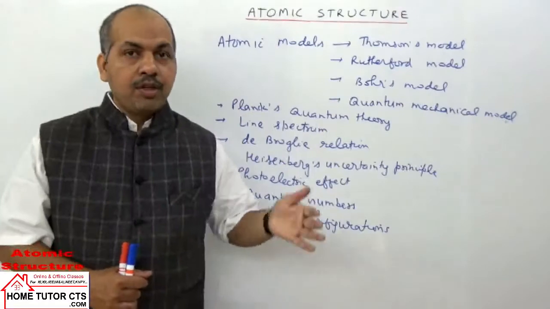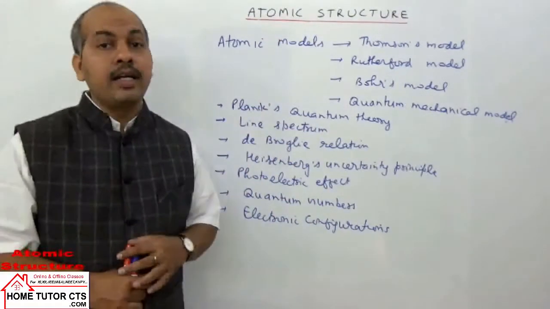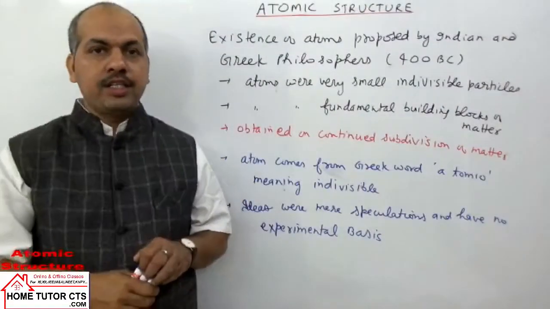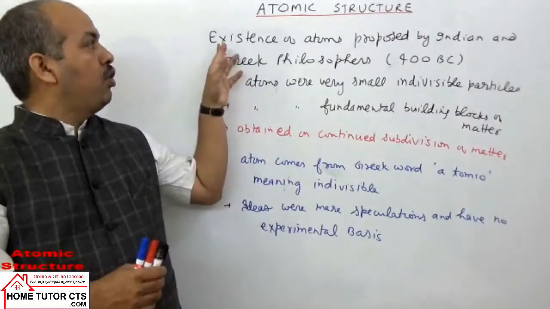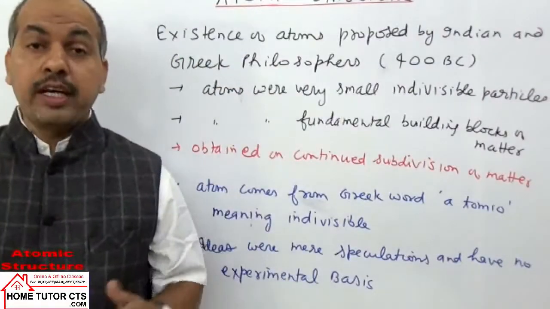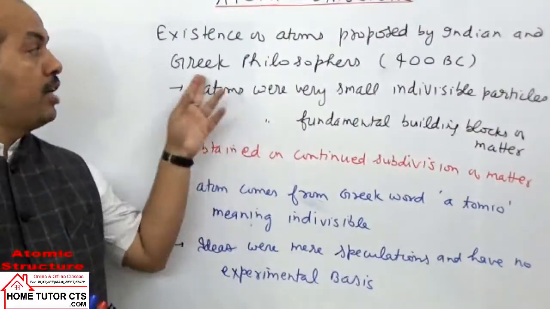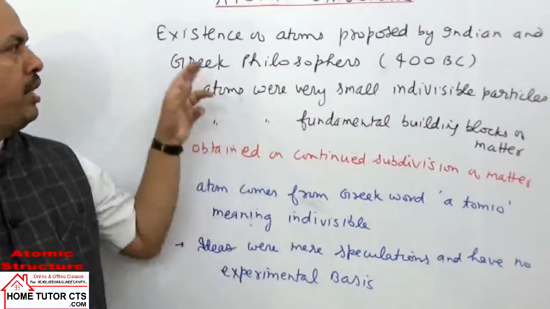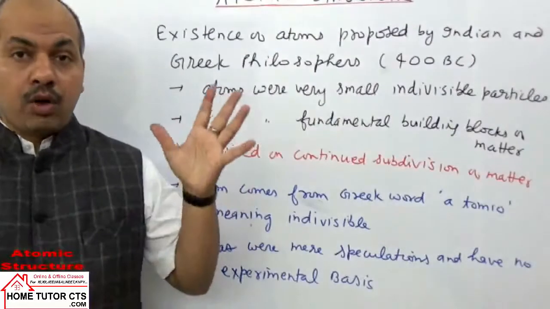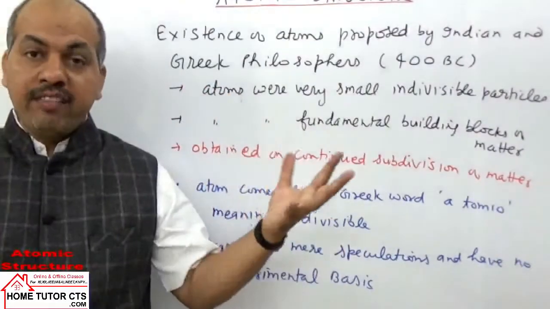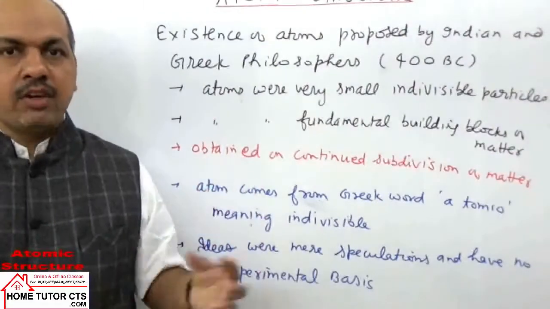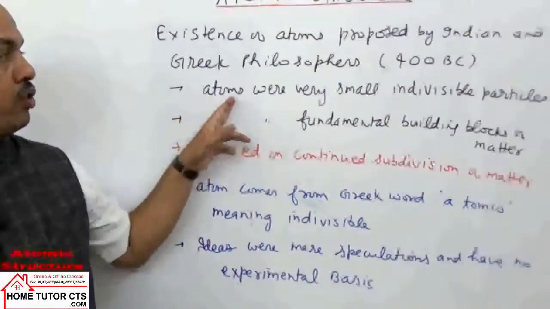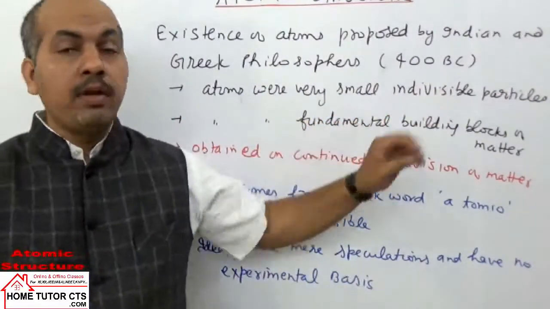But before we take even the first model, we will study some basic ideas which were available earlier. As far as the structure of atom is concerned, the idea of the atom, or the existence of atom, was proposed by ancient Indian and Greek philosophers. It was around 400 BC that they gave the idea of the existence of atoms. Now, what were atoms? According to them, every matter was made of very small individual particles which were called atoms.